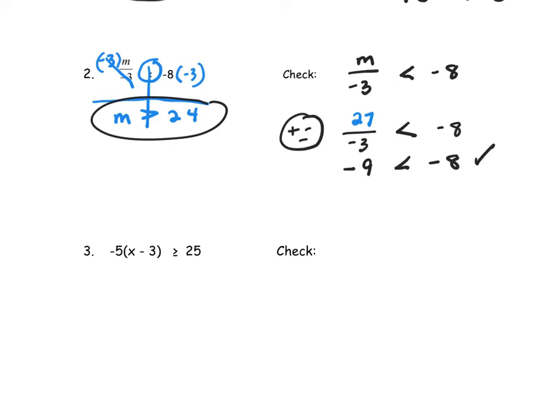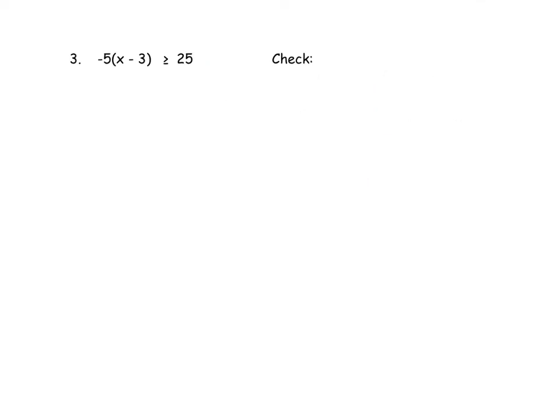If you're not sure, you can notice that -9 on the number line is furthest away from 0. So it is indeed smaller than -8. So let's try one more together, and then I'll have you try 4 on your own. I'm going to go ahead and use the distributive property in the traditional way. There is another way to solve this, but I want to go ahead and review those skills.